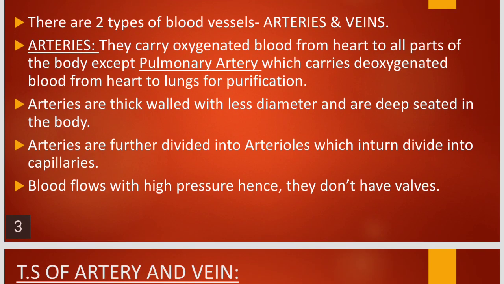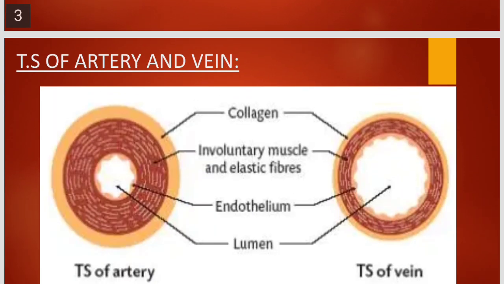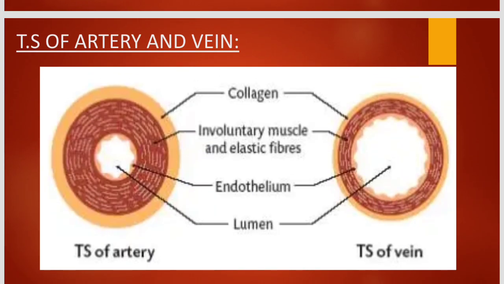Shall we have a look at the tiers of an artery? Yes. Here you can see that the lumen is small in the artery, that is, the diameter is small. Because the blood is flowing with a lot of pressure, the lumen is small and there are no valves to prevent the backward flow. Because the blood is already flowing with high pressure, it will not flow in the backward direction.